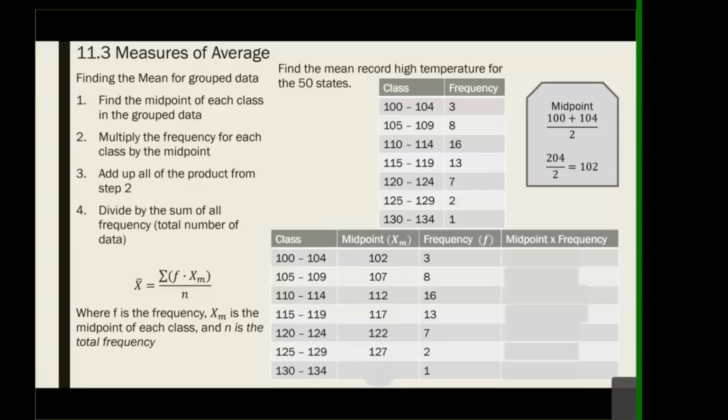Okay, so basically this is what we have. For each of your classes, you need to find a midpoint, which represents the whole class. The average of that class is that midpoint.